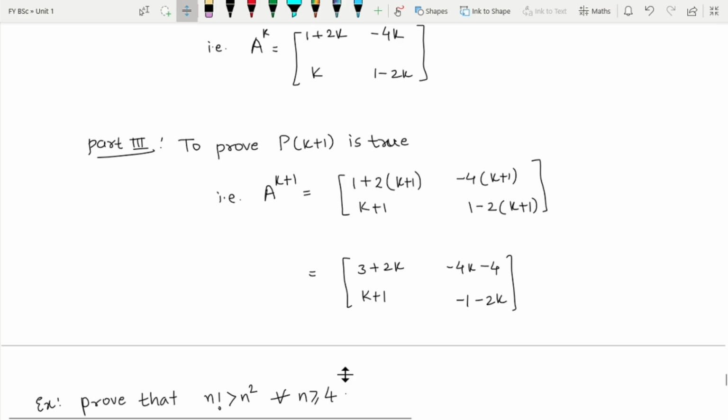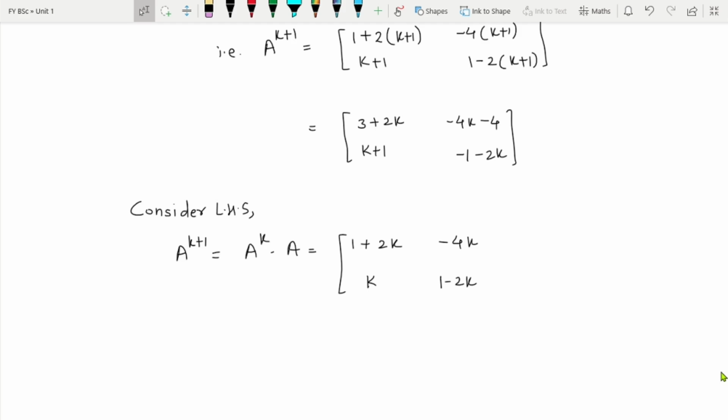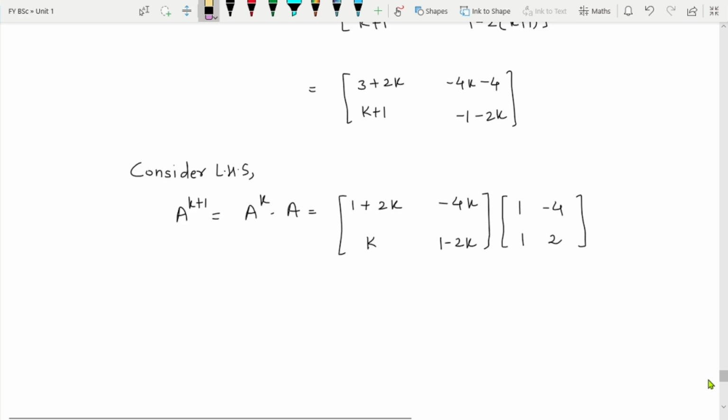Now I will start with LHS and prove that it is equal to RHS. Consider LHS, which is nothing but A raised to k plus 1, but that can be written as A raised to k multiplied by A. And what is our value of A raised to k? It is [1 plus 2k, minus 4k; k, 1 minus 2k], and this we have used from the induction hypothesis, or you can say induction step. And what is our value of A? [3, minus 4; 1, minus 1]. Let me check it. Yeah, looks fine.